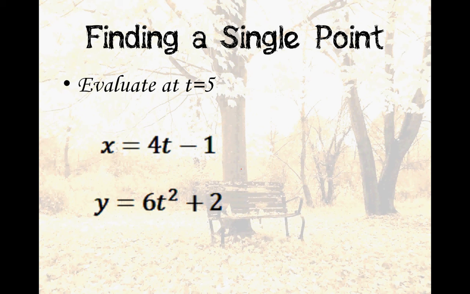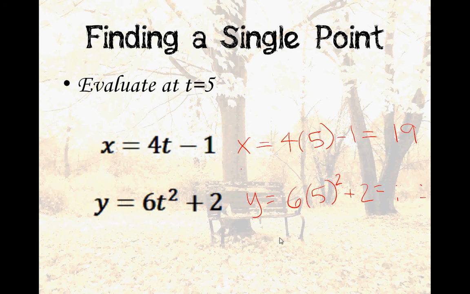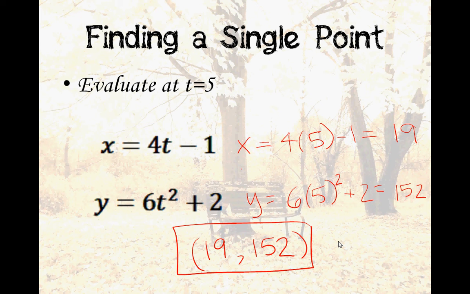Okay, so the next thing is evaluating at a single point, and we're basically doing what we did in the last one. It's just a lot less because you only have one t value. So here are our two equations, and they're asking us to evaluate at t equals 5. So I'm going to plug that in. We get 4, and I substituted in 5 here. And then when I actually simplify that, I get 19 as the answer. And then same thing here, I plug in a 5 for this t here. And when I evaluate that, I get 152. And so my answer is 19, 152. And that's all you're doing. It's just plugging in for t and getting the point.